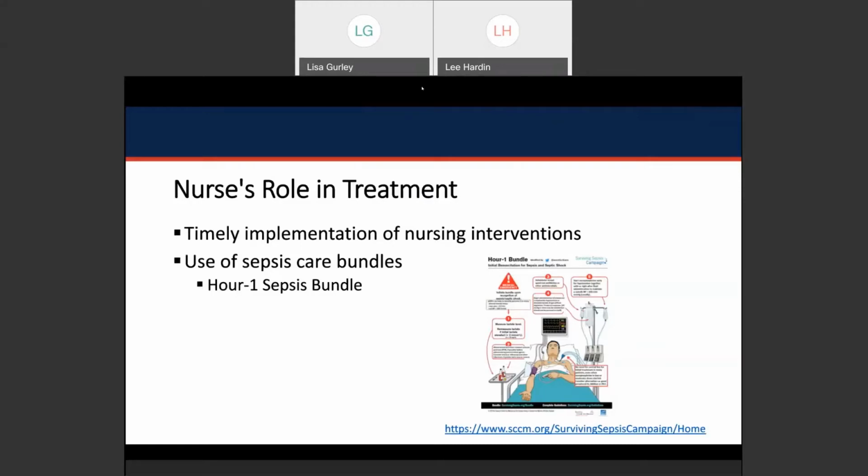Dr. Harden discussed care bundles. Sepsis care bundles were developed based on the best available evidence to bring sepsis care guidelines to the bedside nursing care. In 2018, sepsis bundles were revised by the Surviving Sepsis Campaign. I'm going to review key elements of the Hour 1 sepsis bundle and apply this to the nurse's role.